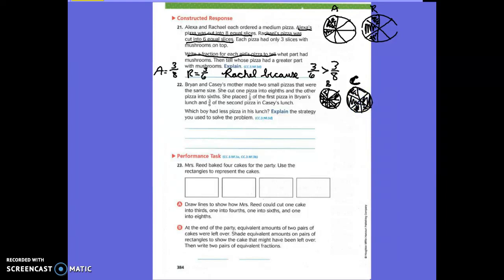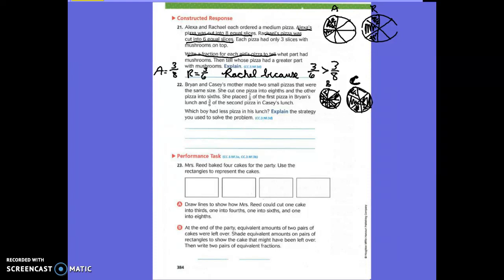They look like Pac-Man. Okay, by looking at these fractions, guys, which boy had less pizza in his lunch? Okay, we got to think about this. All of this pizza and all of this pizza. Which boy had less pizza in his lunch? Callie? Casey. How did you know that? Because the more pieces there are, the smaller it is, and this is cut into more pieces. Casey's is cut into more pieces?